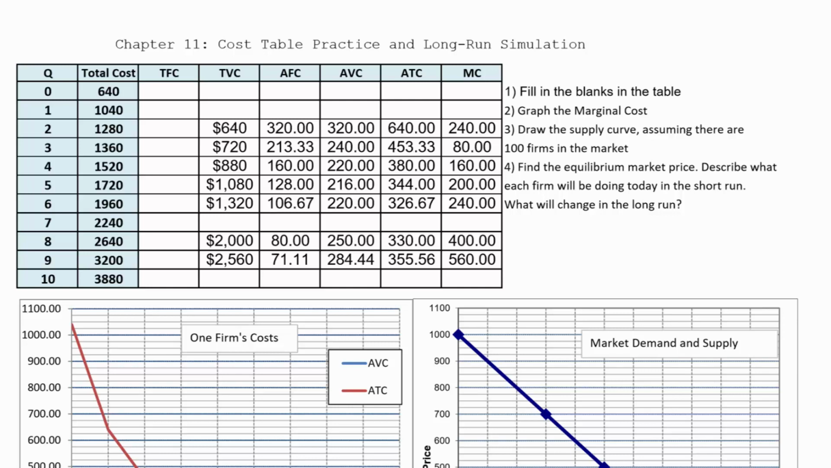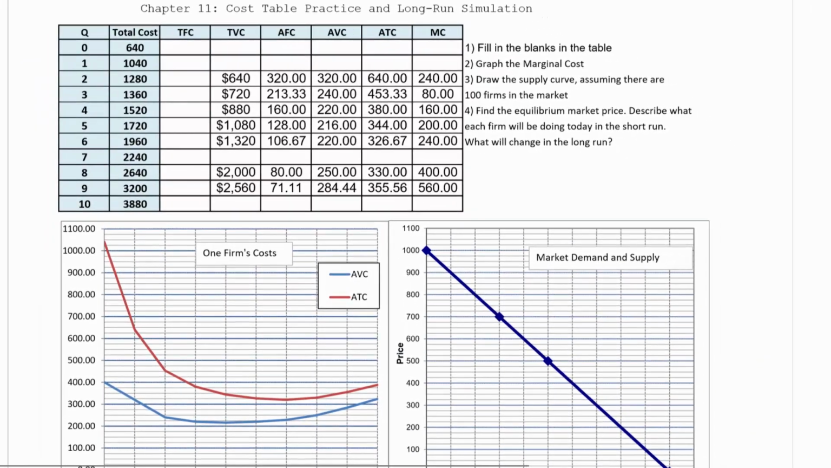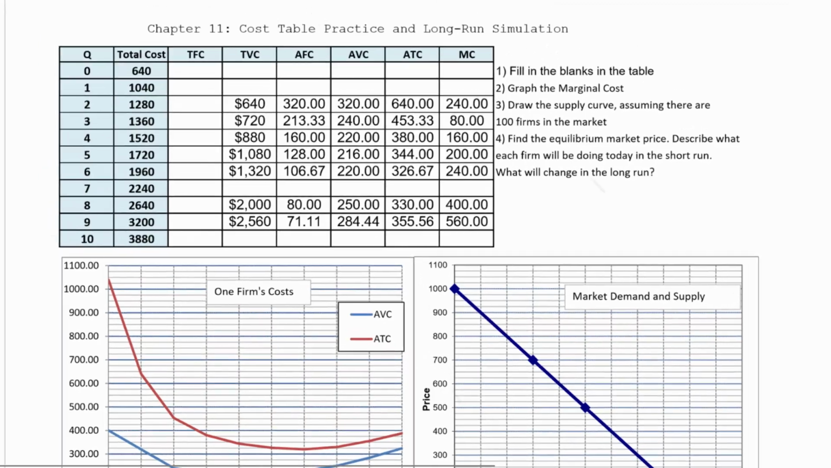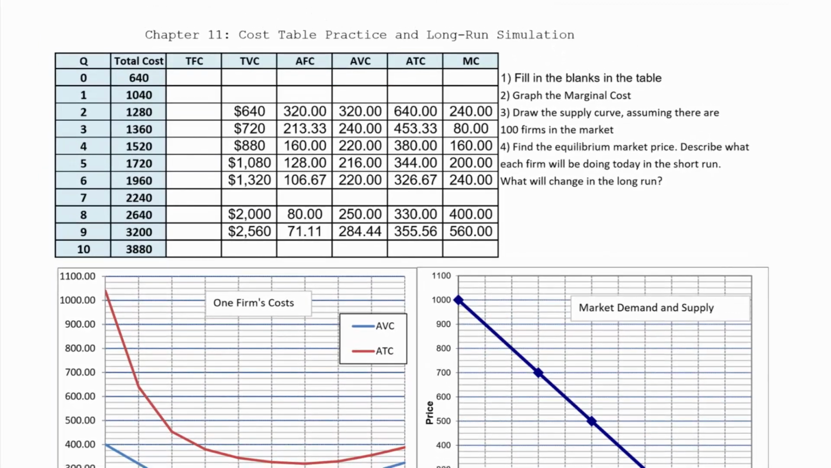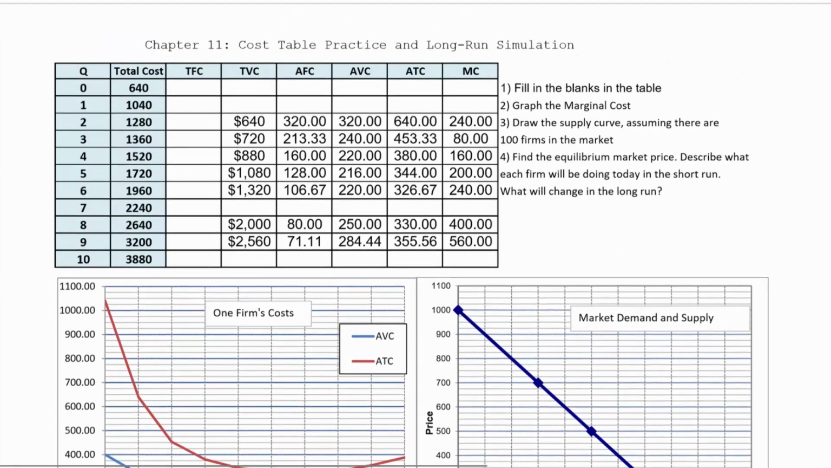Alright, in this video, there are two files you need to get. You could just do it with one file. You could just get the Excel file. But there's a PDF, and that's the PDF we're looking at right now, which is a good PDF to print out so that we can one more time review how to fill out cost tables, what these costs mean. And we're going to graph our marginal cost after we finish filling in these blanks.